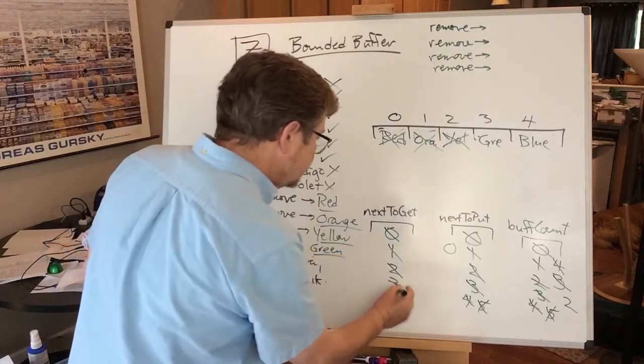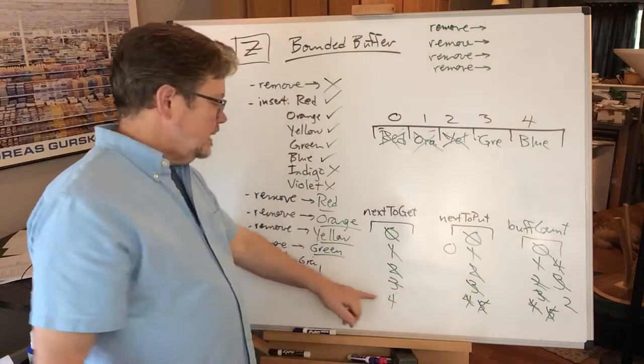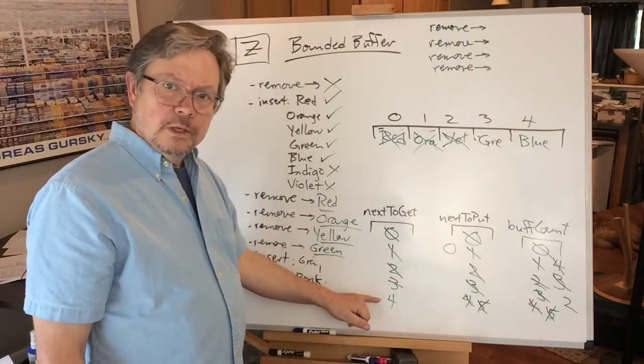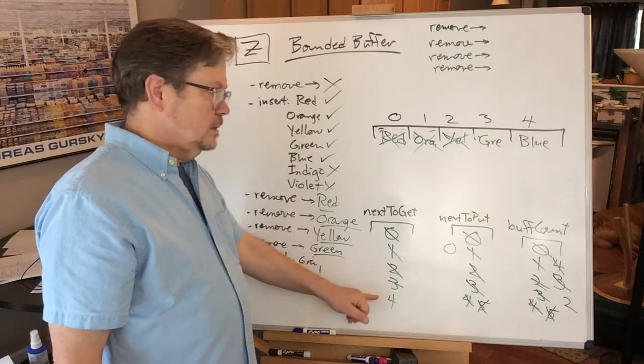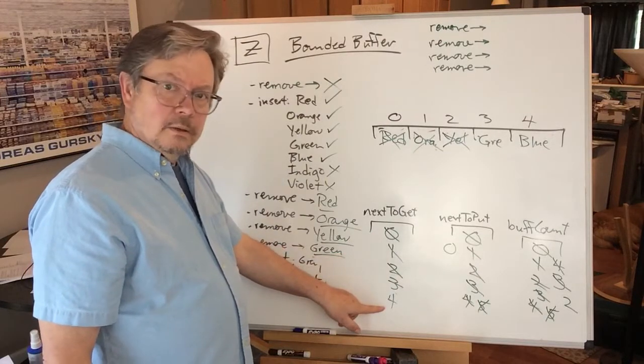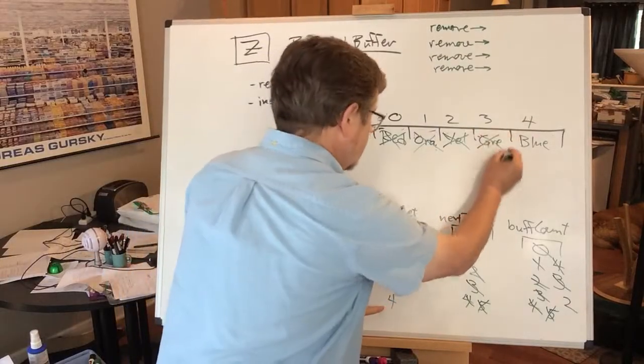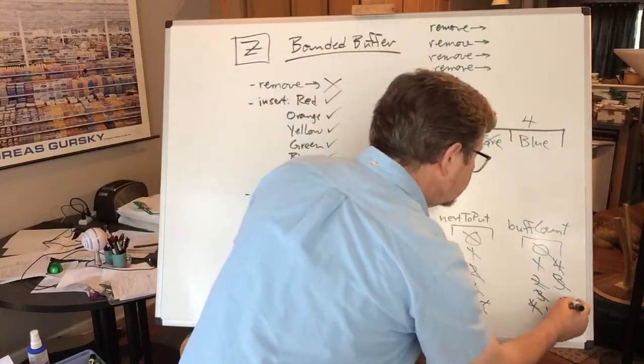Need to bump up next to get, and we need to check. Is that equal to the size of the buffer? If it is, we've got to wrap around to 0. 'Tis not. Next to get is still moving up. We've got the green out of there, and the buff count is now down to 1.